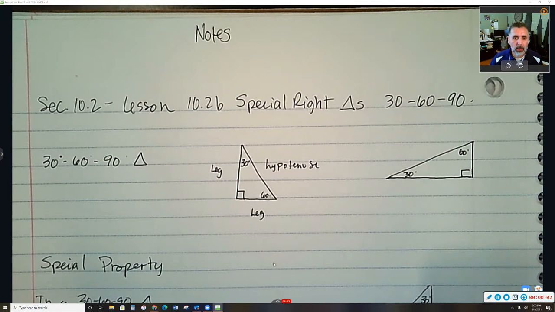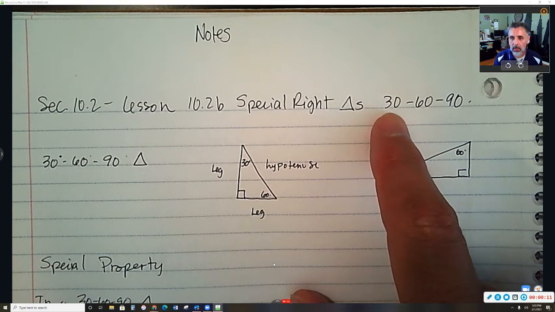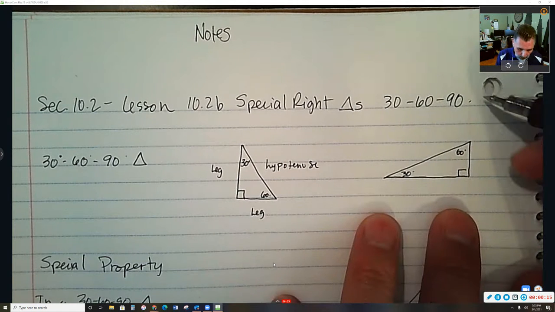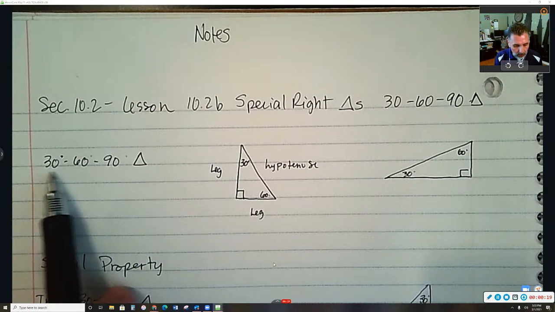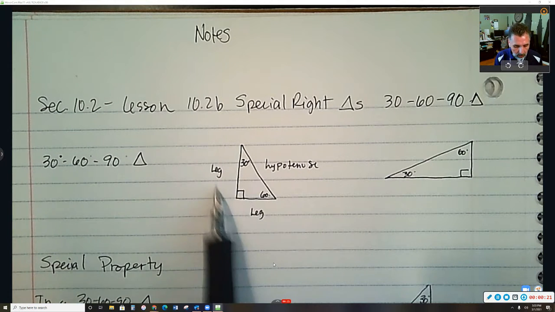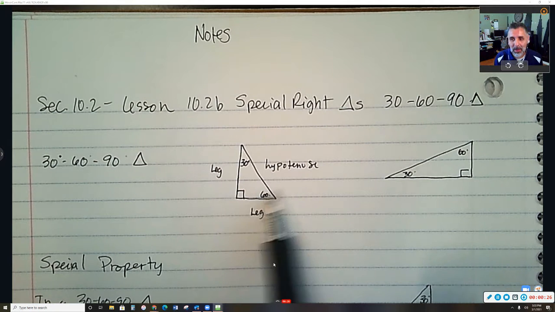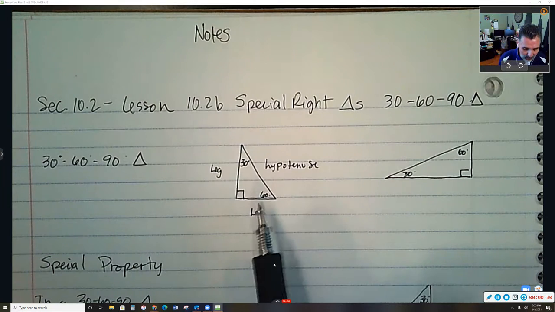Hey everyone, so here's the other half of section 10.2 notes. Again, it's still special right triangles, but these triangles are called 30, 60, 90 triangles. A 30, 60, 90 triangle kind of looks like this. Well, it does look like this, but then the triangle can be turned around, so sometimes it looks like this.